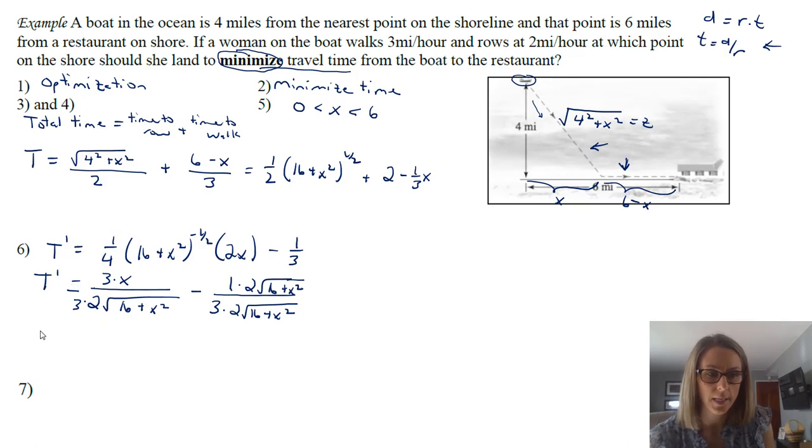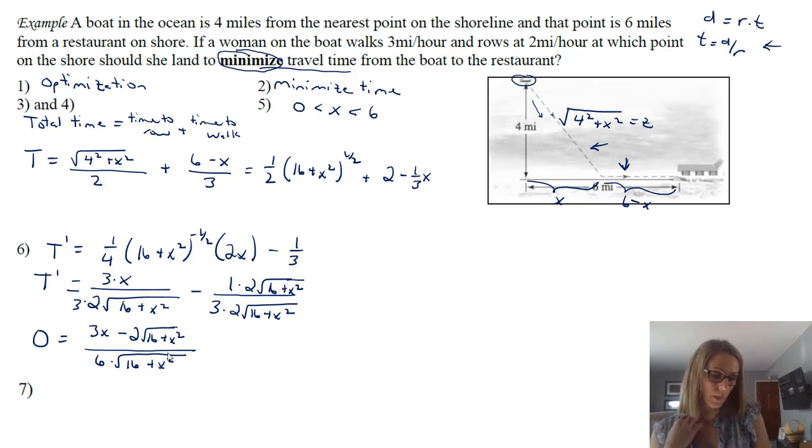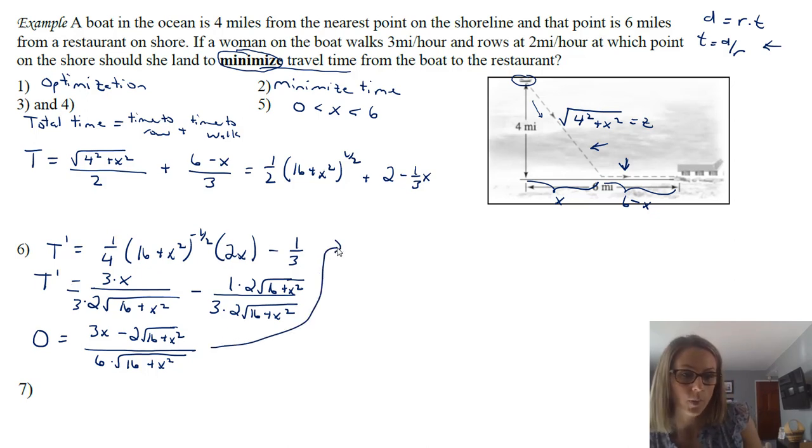Now, that's going to give me 3x minus 2 times the square root of 16 plus x squared over 6 times the square root of 16 plus x squared. Notice the denominator can never be 0 because we have 16 plus x squared, so that can never be 0. And now we just need to do what we've done many times, which is we have a fraction. We want to know when it's equal to 0, so we're going to set the numerator equal to 0.